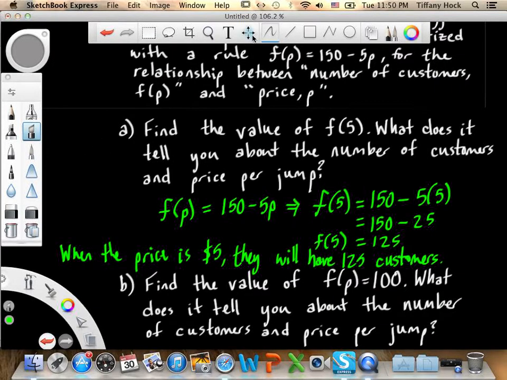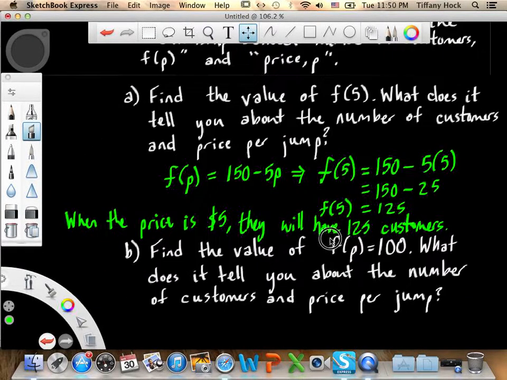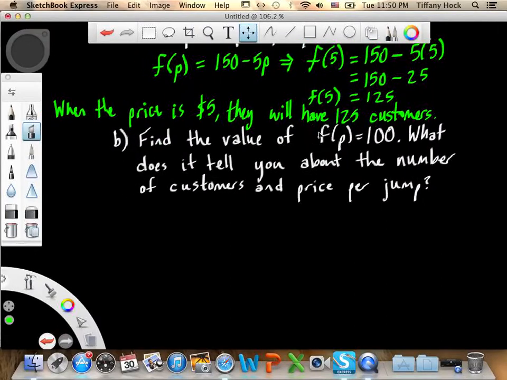Okay, problem below it, part B. Find the value of p when f of p equals 100. And what does that tell you about the number of customers and price per jump? So same equation here. I'm going to write it one more time. f of p, the original equation, f of p equals 150 minus 5p.